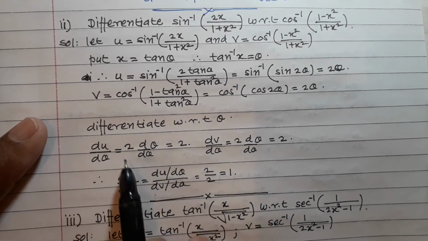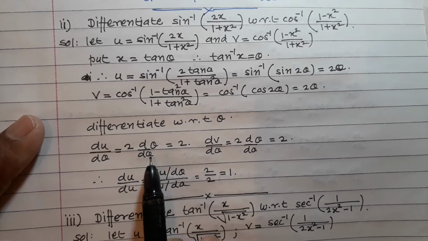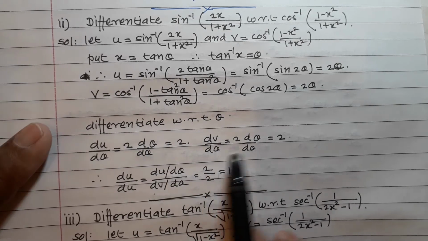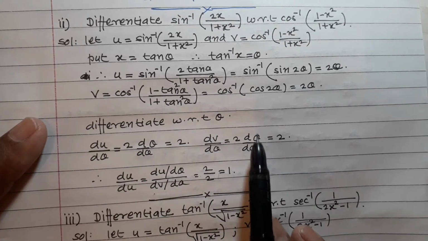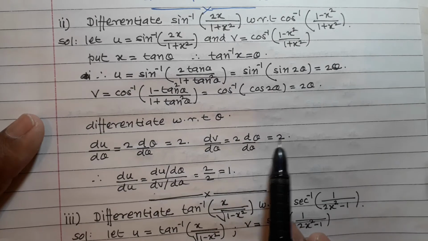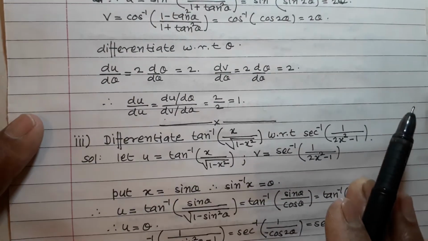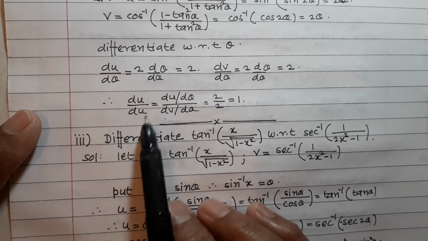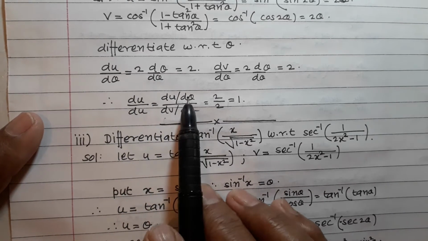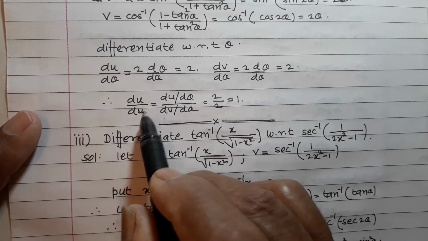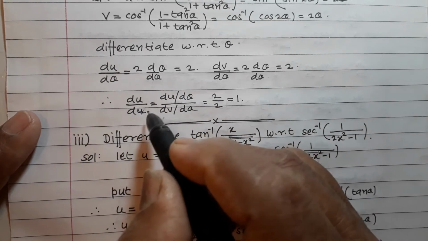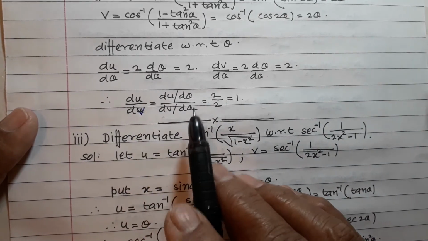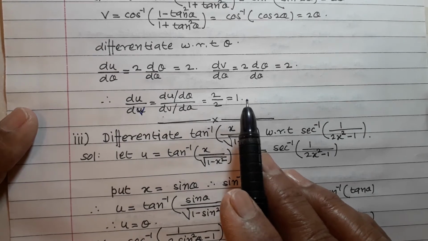du/d theta is equal to 2 d theta upon d theta, that is equal to 2. dv/d theta is equal to 2 d theta upon d theta, which is equal to 2, and therefore du/dv is equal to du/d theta upon dv/d theta, which is equal to 2 upon 1.